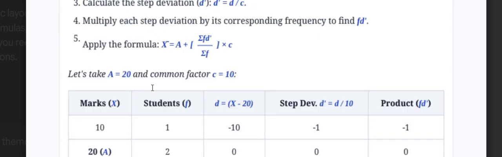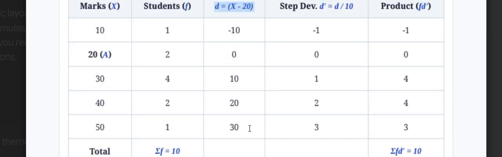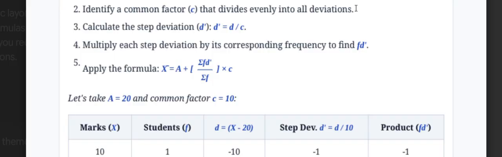After doing this, suppose we have found deviations here: minus 10, 10, 20, 30. All these numbers are divisible by 10. So we have taken here d dash, that is the step deviation, for the deviation dash we have taken, so that is minus 1. Why? Because deviation divided by 10, we have taken common factor as 10. Okay, I think up to here everything is clear.